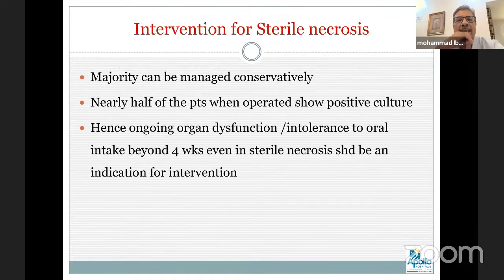Now, again, a debatable thing: intervention for sterile necrosis, because the majority of cases of sterile necrosis can be managed conservatively. But interestingly, nearly half of these patients when operated upon show positive culture. That means even if they don't show signs of infection, there is infection in half of these patients. Therefore, ongoing organ dysfunction or intolerance to oral intake beyond 4 weeks, even in sterile necrosis, should be an indication for intervention.